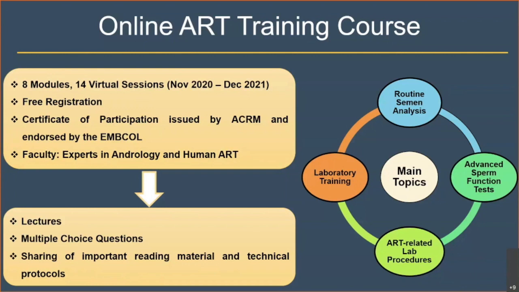We started with routine semen analysis. We are still part of routine semen analysis, which are the ancillary tests. We are going to move next after this program into advanced sperm function tests. Then we will move into ART and embryology-related lab procedures, and essentially complete the circle in the next several months.